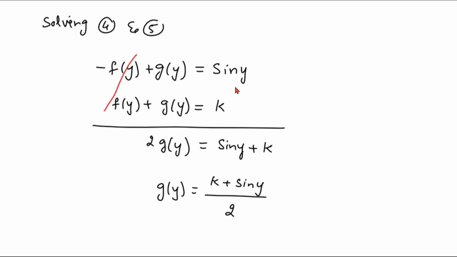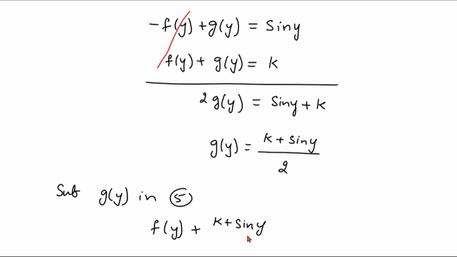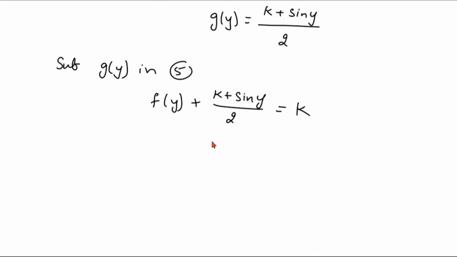We will substitute this value back over here in equation number 5. So substitute g of y in equation number 5. So you have f of y plus g of y, where g of y is this particular value, k plus sine of y whole divided by 2, is equal to k. This is your equation number 5. I'll take this on the right hand side. You will be getting f of y equals k as it is. Send this positive to the other side, it becomes minus of k plus sine of y divided by 2.